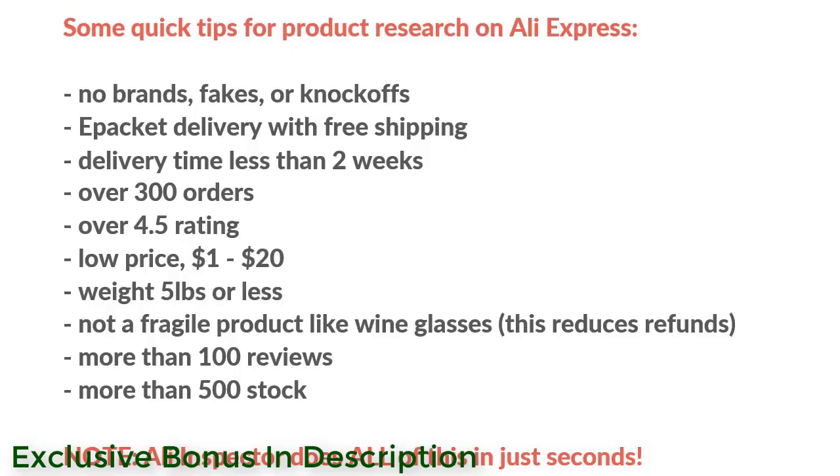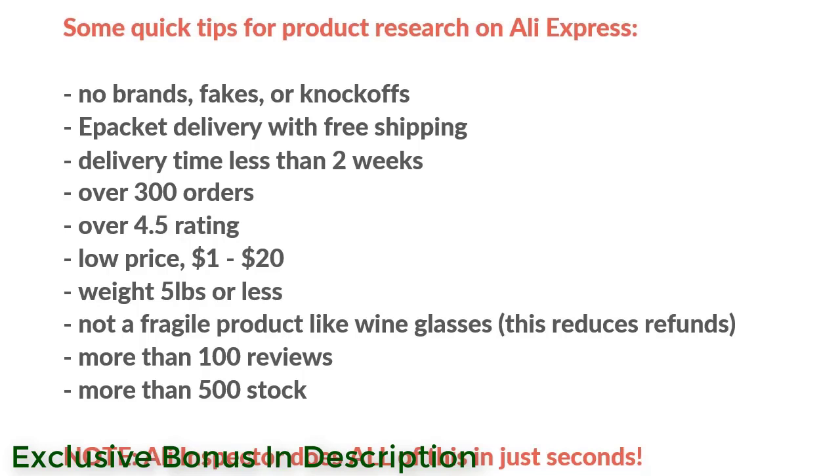Now when selecting products for your e-commerce store, here are some awesome tips that you can follow. You want to be looking for products that have no brands and they're not fakes or knockoffs. For example, do not look for products that have, say, Nike on it. You also want to look for products that have ePacket delivery with free shipping. ePacket is an Asian-based shipping provider. And you also want to look for products whose delivery time is less than 2 weeks. How long does it take to get the actual product delivered?